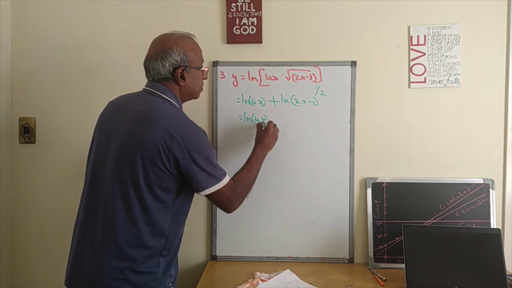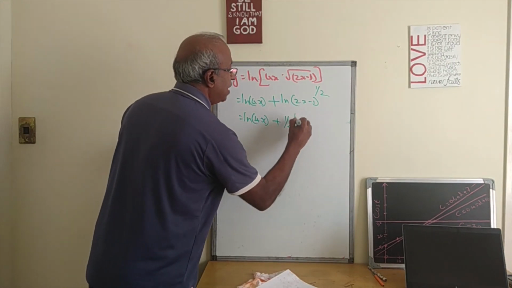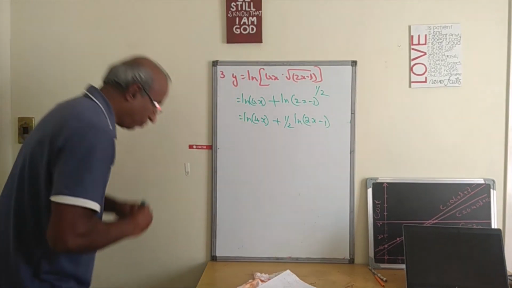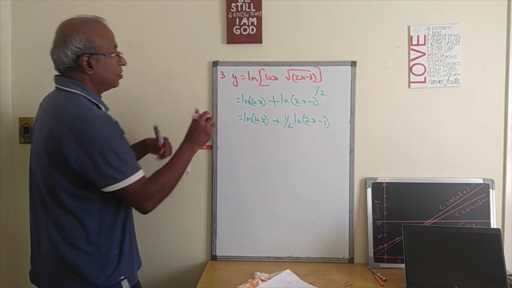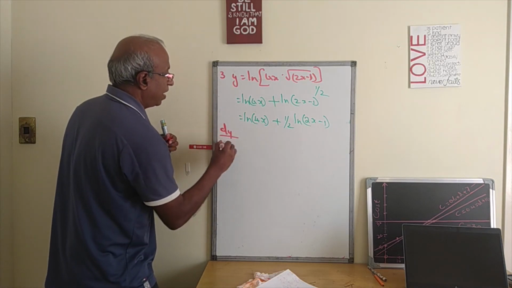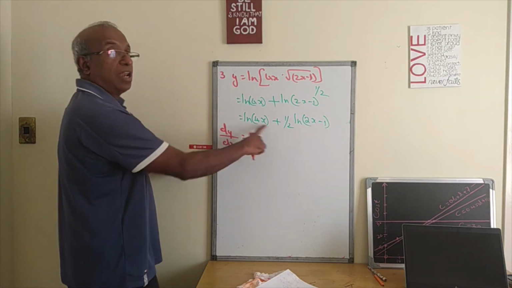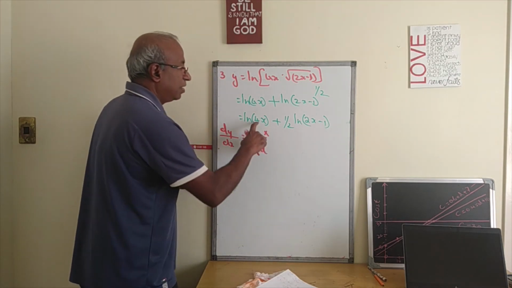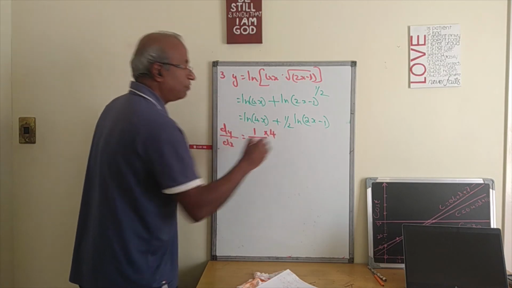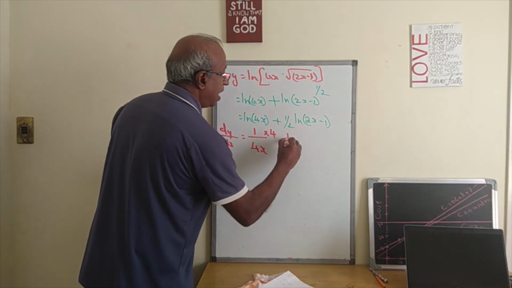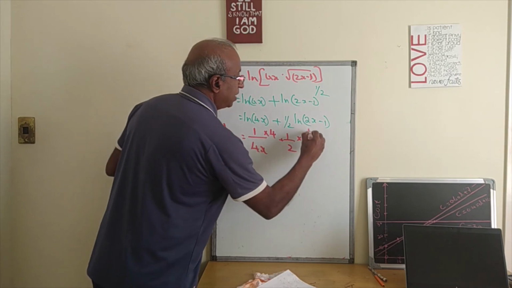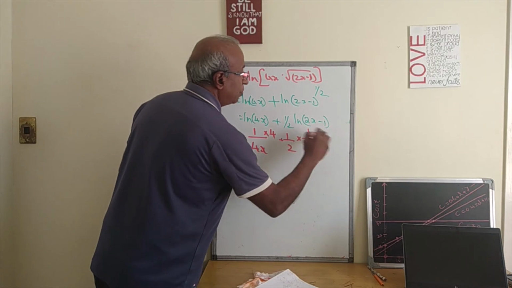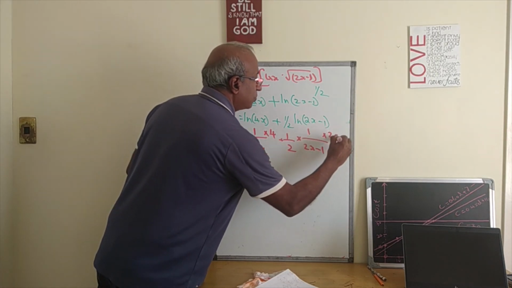So we have ln of 4x plus half ln of (2x minus 1). Now this is ready for differentiation. Alright, so when you're differentiating y, we have dy over dx equal to, for ln of 4x, 1 over 4x times the chain rule, differentiating 4x, we have 4, plus half. When you're differentiating ln of (2x minus 1), you get 1 over (2x minus 1), chain rule, differentiate 2x minus 1, we have 2.